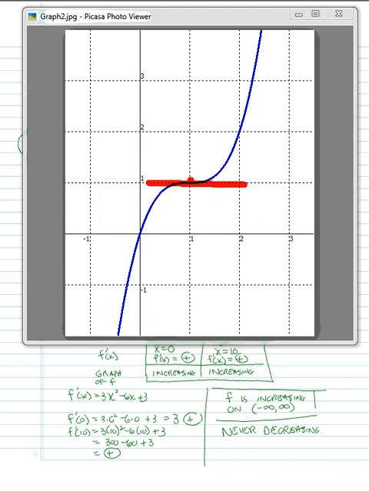Well, that's the end of this part. We'll look at some other problems in the next part, and we'll get to that right away.